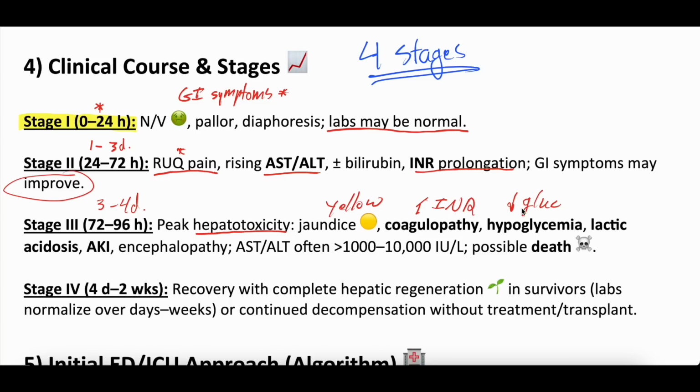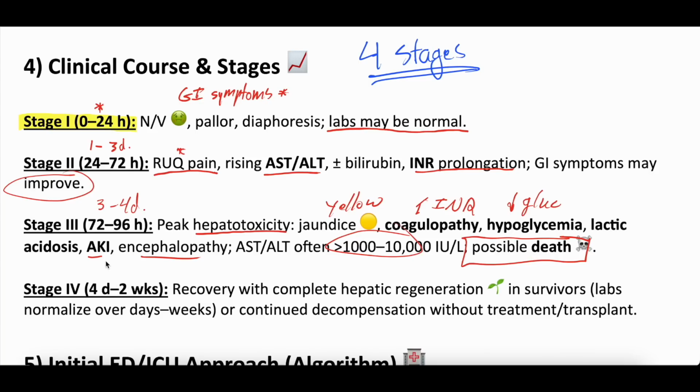You get a high lactic acidosis. You get acute kidney injury, AKI. You get encephalopathic and confused, and your liver function tests, your AST and ALT, skyrocket, usually multiple thousands, sometimes as high as double-digit thousands. And if this is not intervened on, and even if it is, if it's not intervened early enough, this can lead to death. This is the stage where people can die from profound liver failure, leading to multi-organ failure and death. So this is day 3, 4.